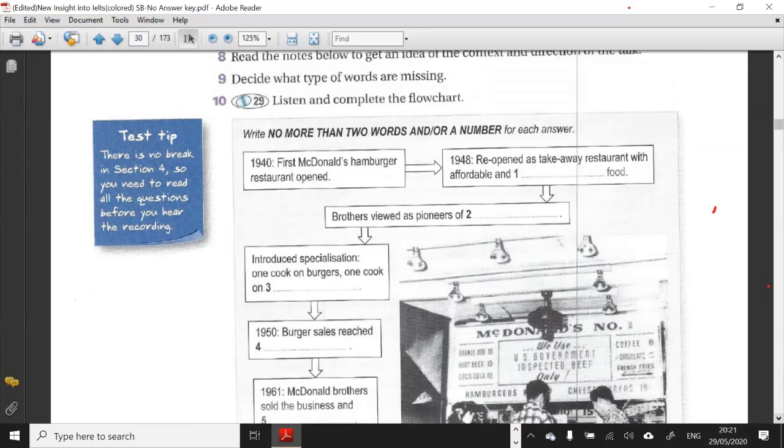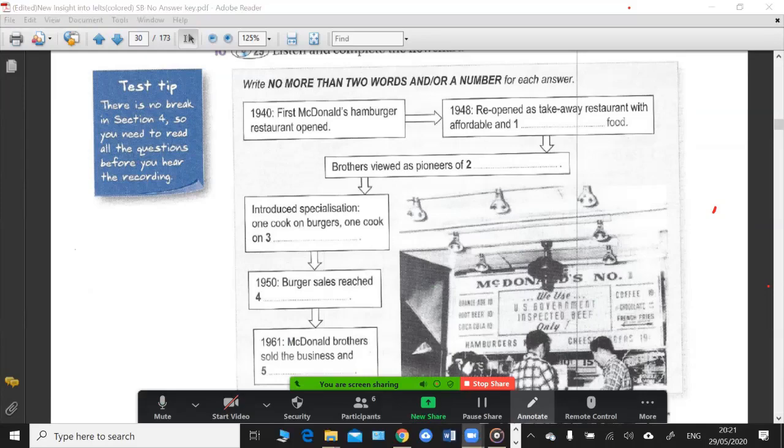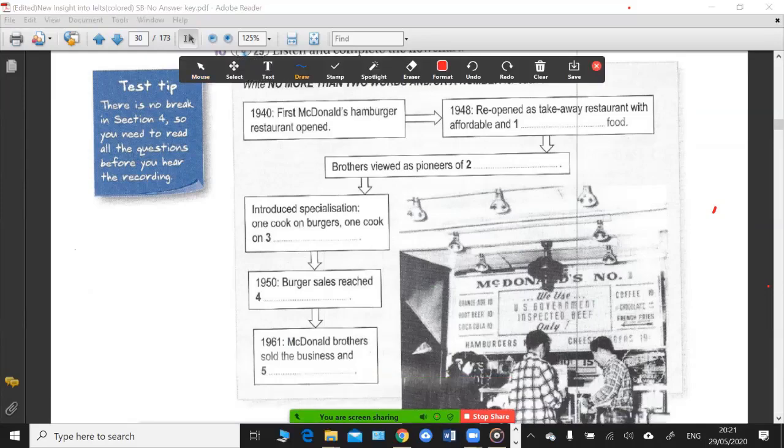Okay. Can someone help me to read? Should I? Yeah, please. Go ahead. Yes. Write no more than 2 words and or a number for each answer. Number 1, 1940, first McDonald's hamburger restaurants opened. Okay. Then 1948, reopened as takeaway restaurant with affordable and dash food. Okay. Wait, Mariam, just wait. It says 1940, first McDonald's hamburger restaurant opened. So remember, McDonald's restaurant opened in 1940. Okay.